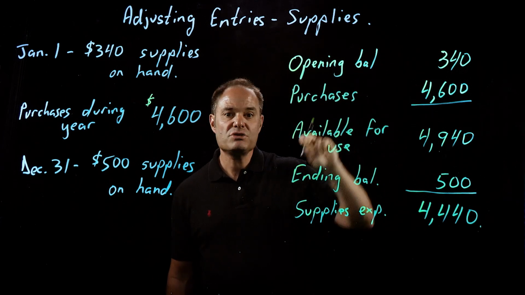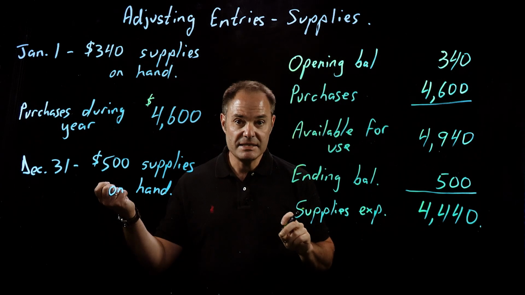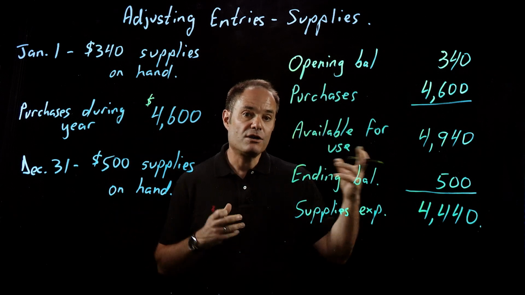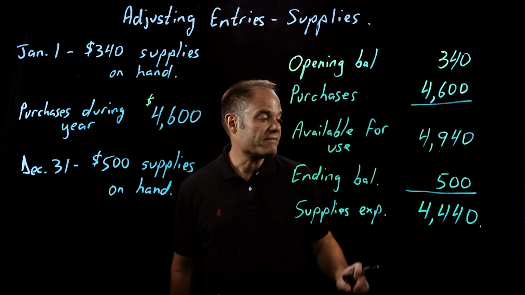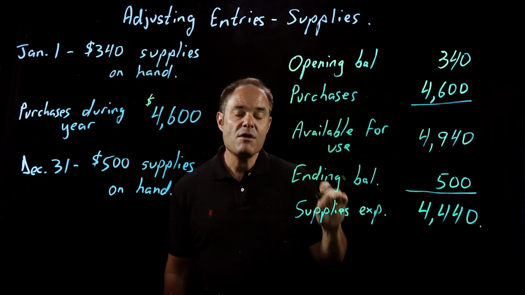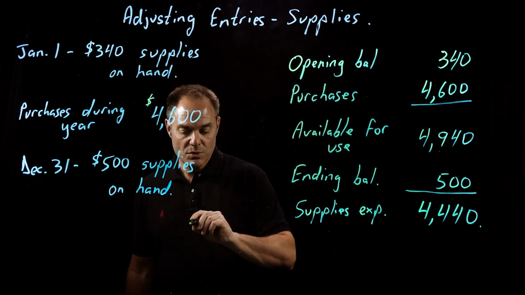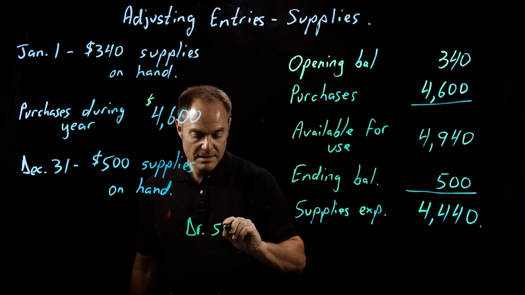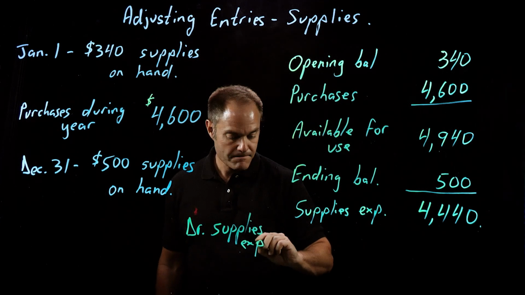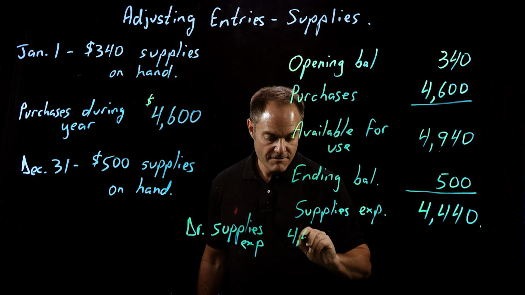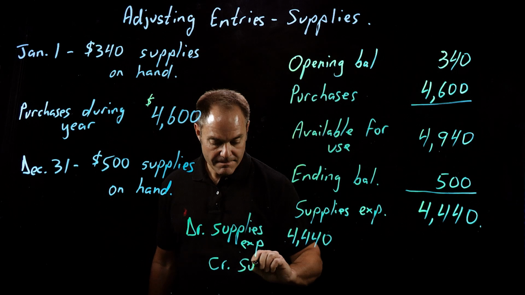Assuming that we've already made the entries for all the purchases, every time that the company purchased supplies, it would have debited supplies to increase the amount of supplies and credited either cash or accounts payable as they paid for them. Now what we have to do is record the supplies expense. How much of those supplies actually go onto the income statement as an expense? To do so, we're going to debit supplies expense, $4,440, and we're going to credit supplies.